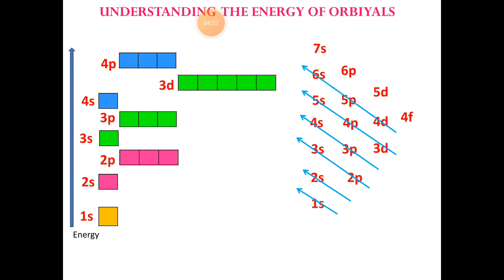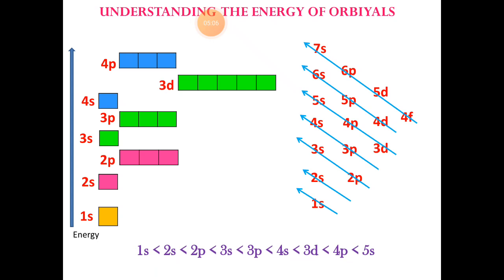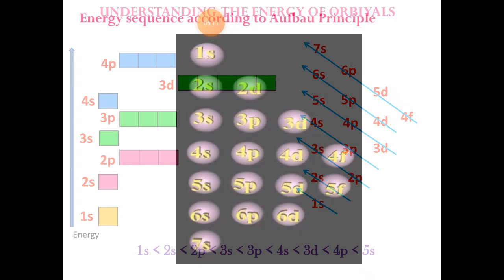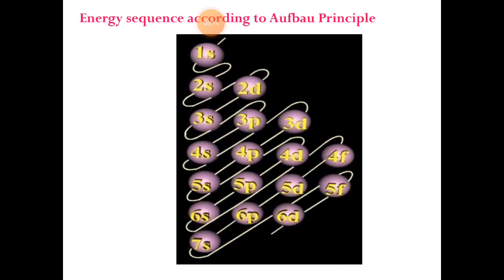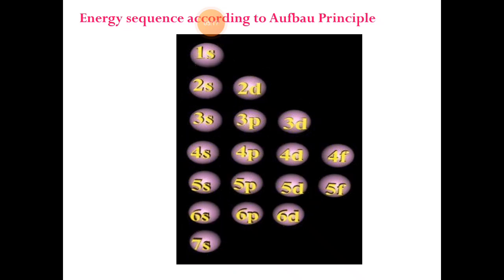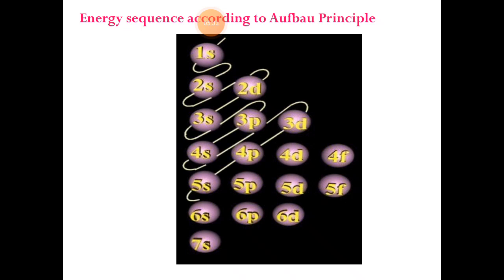In a similar way, the energy levels of these different orbitals are shown here. And if we want to see it in increasing order, it is represented like this. This is again the path for the energy sequence according to the Aufbau principle. This representation is useful for you when you are studying chemistry at any level, at the graduation level or post-graduation level. This diagram is always useful.